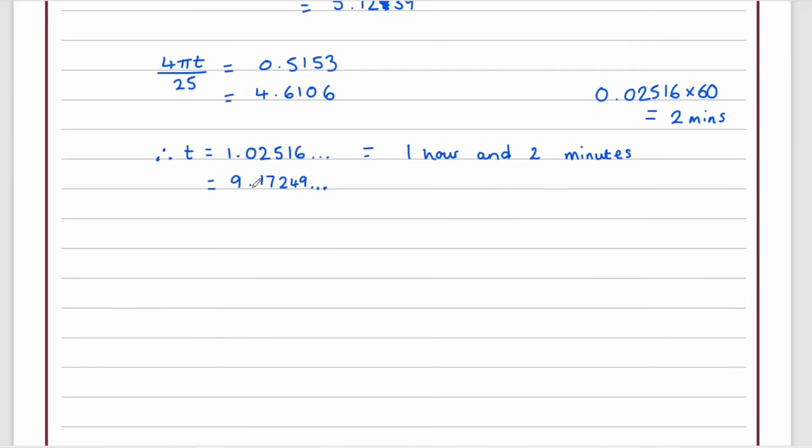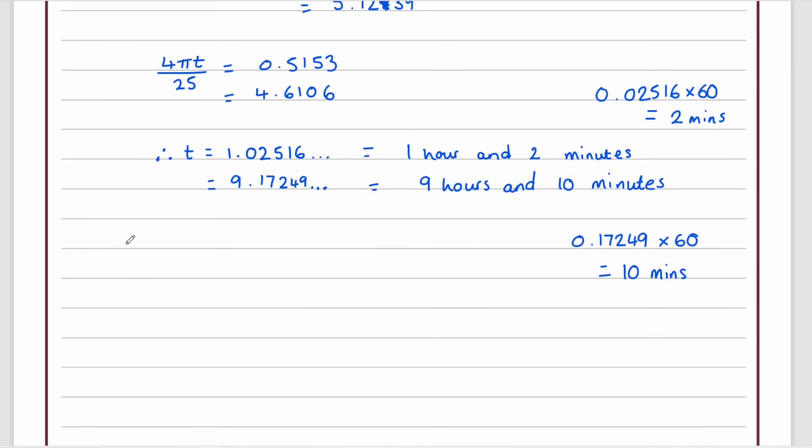Then we're going to repeat this for 9.17249. So 0.17249, we times that by 60 here. What we find is this corresponds, to the nearest minute, to 10 minutes. Okay, so 9.17249 gives me 9 hours and 10 minutes. So what we're saying is this is 1 hour and 2 minutes since midday.